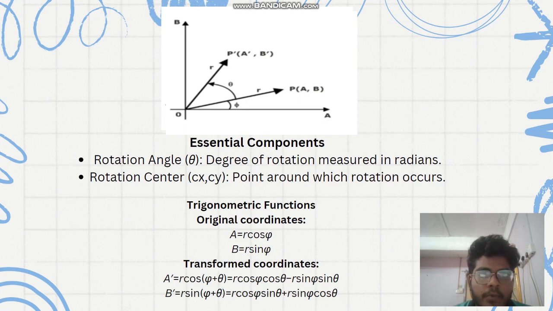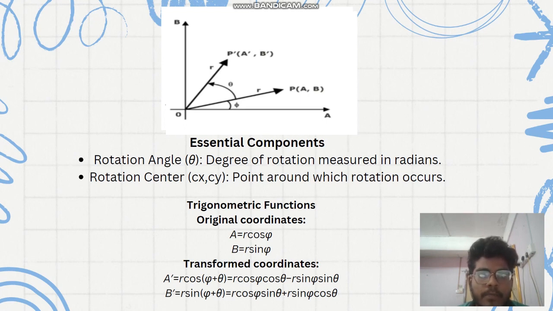Before delving into the details, it's crucial to grasp two fundamental components of 2D rotation: the rotation angle theta and the rotation center Cx and Cy. The rotation angle determines the degree of rotation, measured in radians, while the rotation center denotes the point around which the rotation occurs.